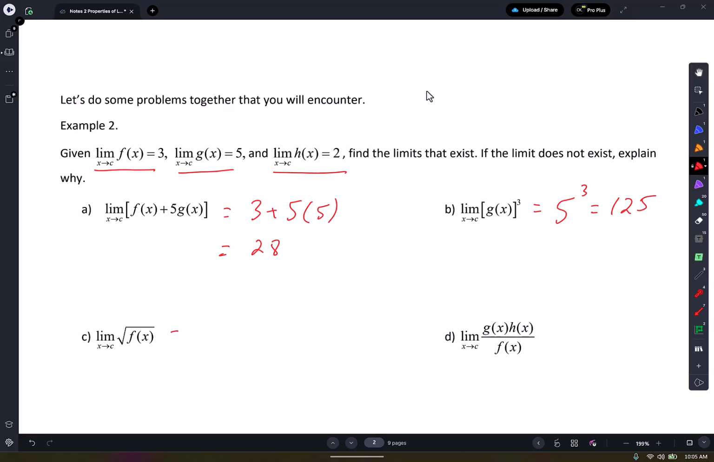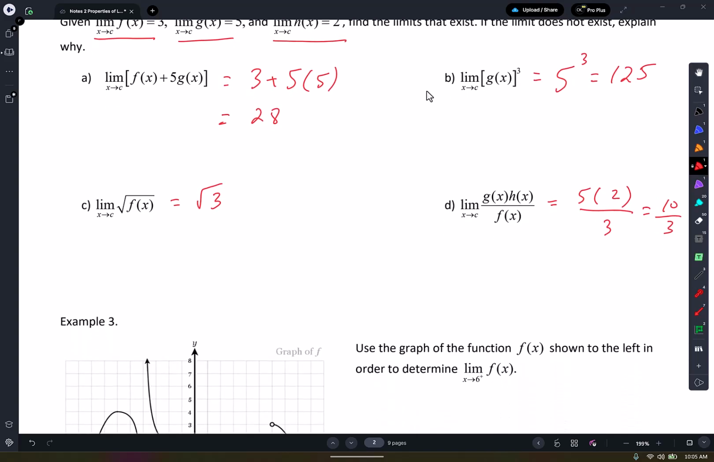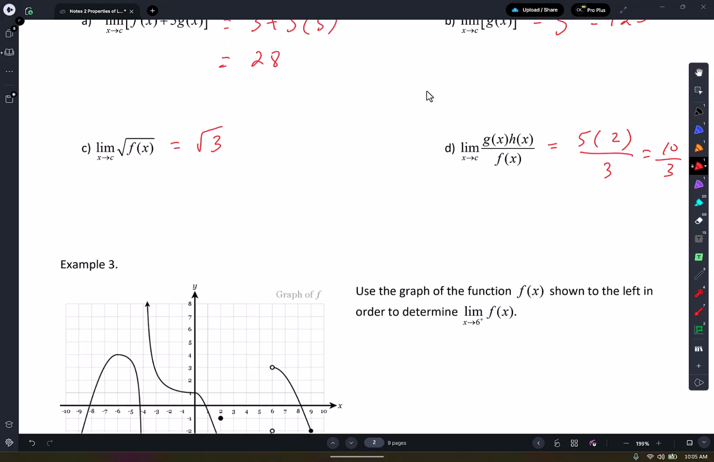All right, this one right here, limit as x approaches c of the square root of f of x is the square root of 3. If f of x would have been negative, it would have been does not exist, but that's not the case here. On this one, let's see, 5 times 2 over 3, so 10 over 3. And that's it. See? Not that bad. Was that tough or not?